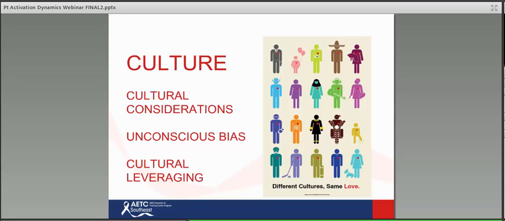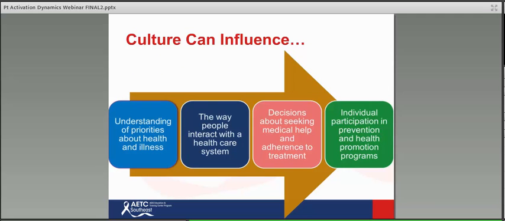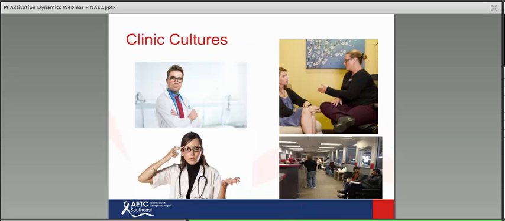Very powerful definition. We can't forget culture, and that plays out in this case of Kay. Culture influences a client's understanding of priorities about health and illness and our understanding of the client's priorities, the way people interact with the healthcare system. Culture also influences decisions that individuals make about seeking help and adhering to treatment, and it affects individual participation in prevention and promotion of health. Perhaps a certain culture doesn't even have health maintenance as part of their culture, so we're going to have to start from a different spot there. What is our clinic culture?